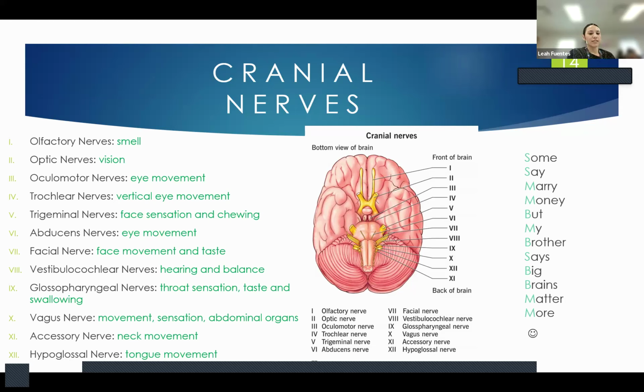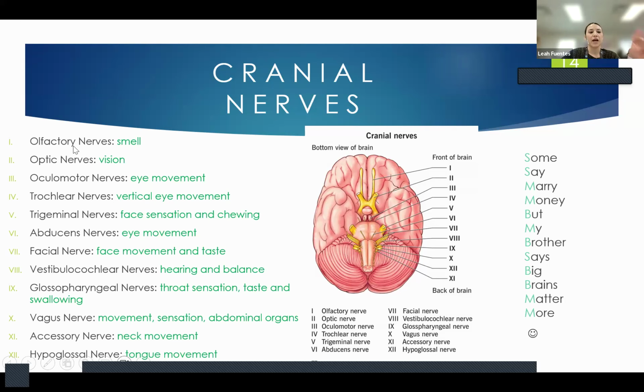Our vagus nerve, number 10, is responsible for movement, sensation, and also plays a role in your abdominal organs. Our accessory nerve, number 11, is responsible for neck movement. And then hypoglossal, tongue movement, is going to be 12.